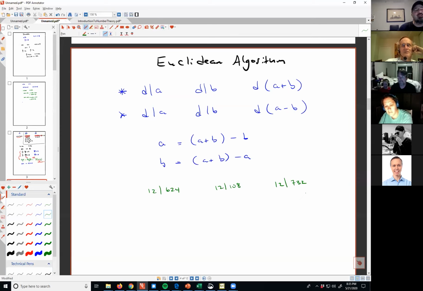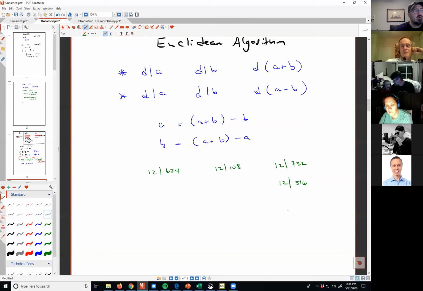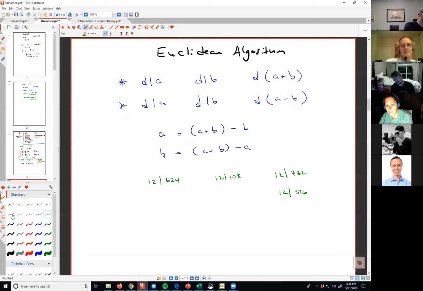If there were 732 M&Ms, we could divide them into bags of 12 at a time. And if there were 516 M&Ms, we could divide them into bags of 12 at a time. And this is going to be enough to allow us to start with two integers and have a computationally efficient algorithm for finding the GCD.